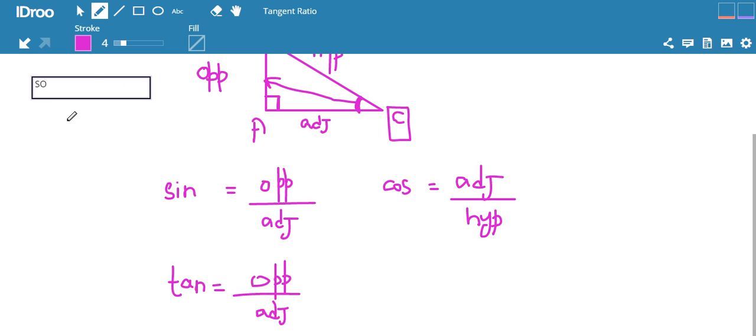Isn't it SOH? Yeah, sorry, I made a mistake here. That's good you found it out. I always try to be more attentive so that you find it if I make a mistake. Being a human being, I can make mistakes, so you can find those. So SOHCAHTOA. Okay, so that's the formula.